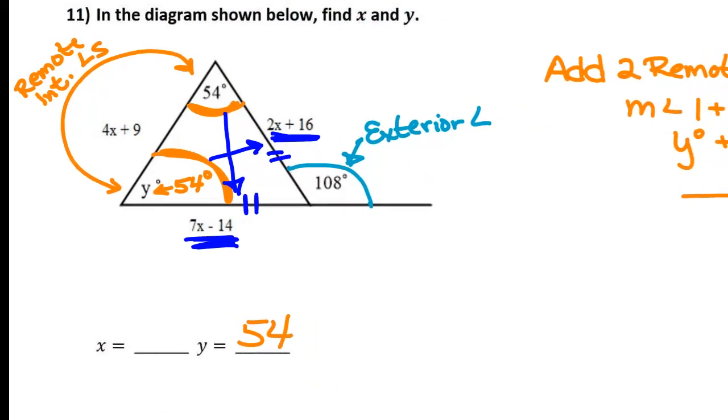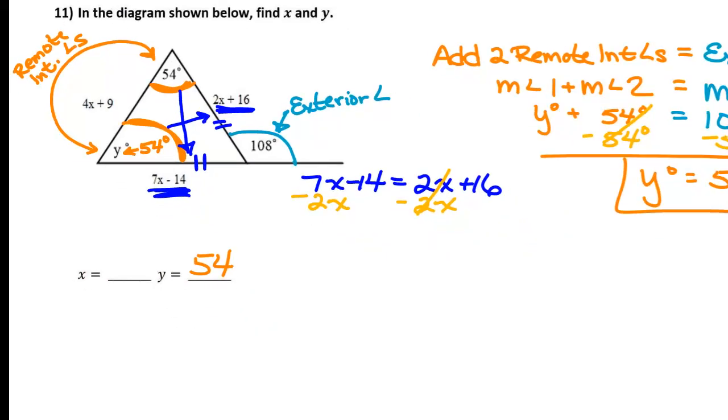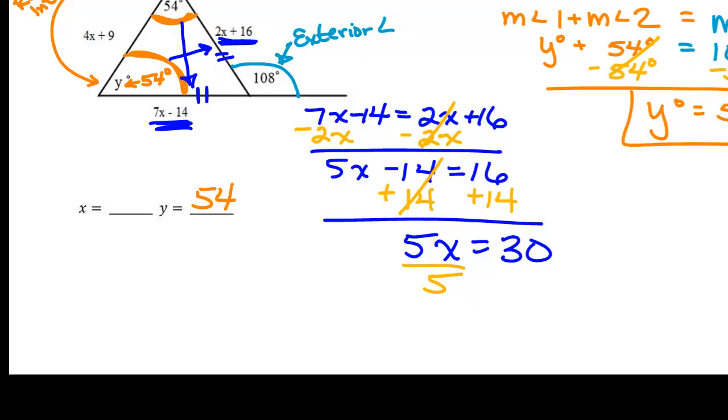So we take 7x minus 14. We set it equal to 2x plus 16. And then we solve this for x. So I'm going to get my x's on the same side first. I'm going to minus 2x from both sides. So that would be 5x minus 14 equals 16. Then what do we do? Not subtract. We're going to add 14 to both sides. What is 16 plus 14? 30. 5 times what gives me 30? 6. So x is 6.